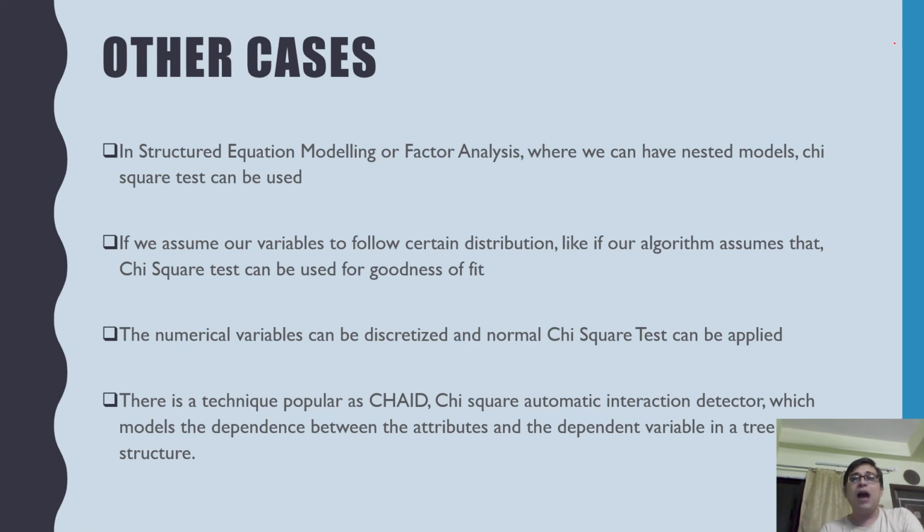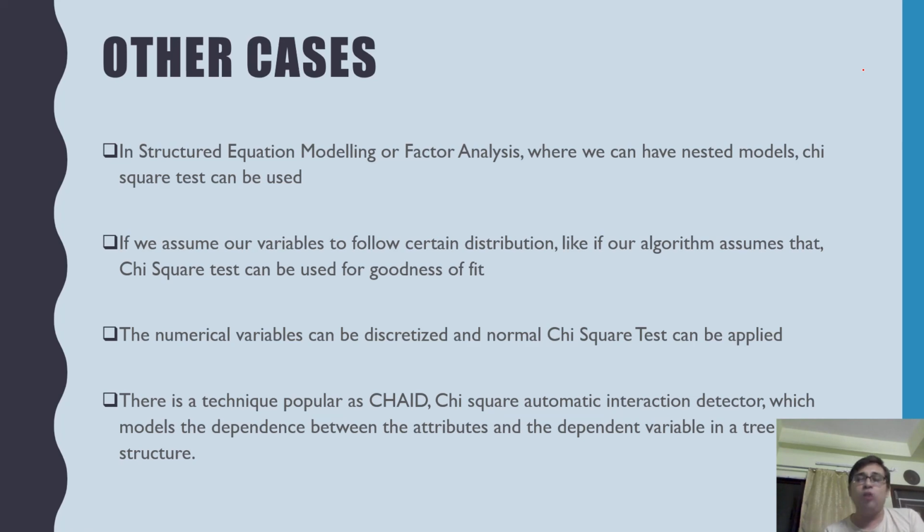Now, one thing that you may have noticed is that when we used feature selection with the t-test and f-test, we were dealing with features which were numerical. However, here the features we have looked at are categorical. Do you think it cannot be applied to numerical features? It can be applied. The only thing you need to do is discretize the numerical variable, and then you can apply the normal chi-square test.